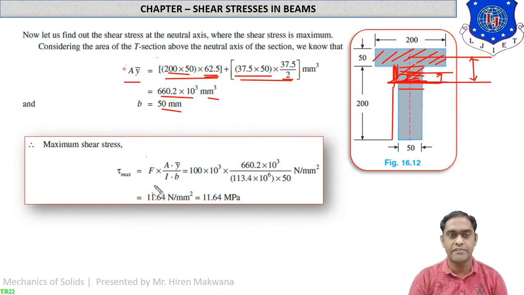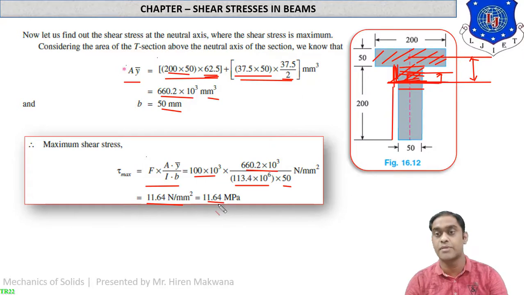So tau max is equal to FA y bar upon IB. F is given in the data, 100 into 10 raised to 3. A y bar is calculated earlier. I is given in the data and B is 50, the width of the section. So the final answer is 11.64 megapascal, meaning Newton per mm square.